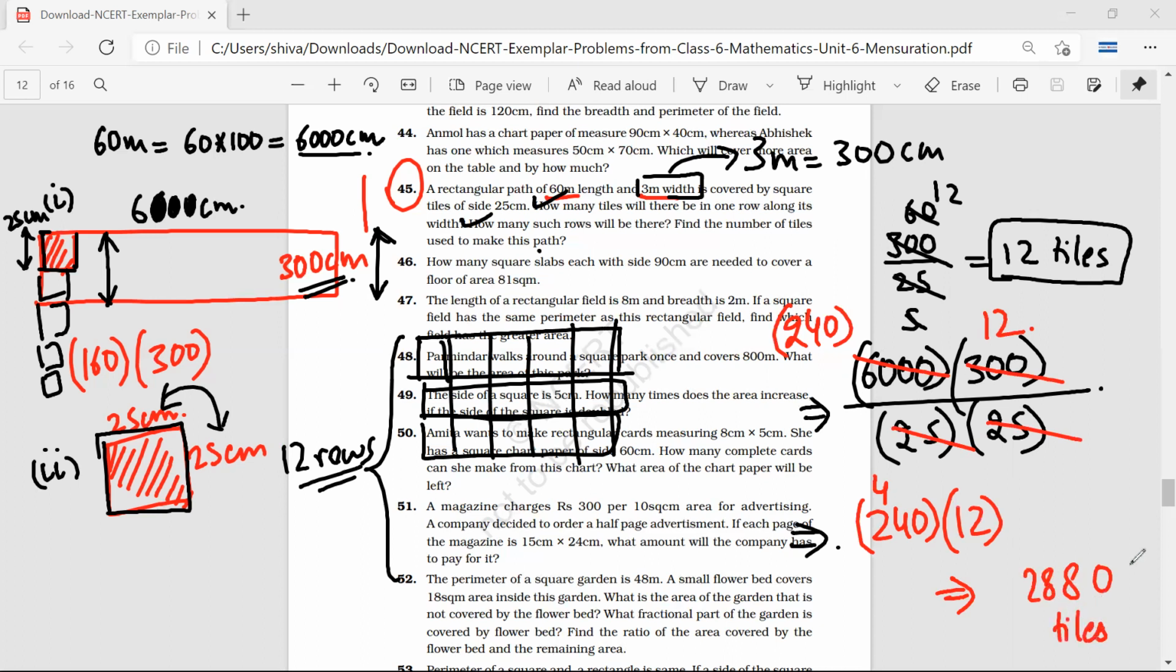Sarthak, have you got this answer? 2880 times? I got 28.8. So then there is some mistake. Because the total area is 6000 into 300. So I got 28.8 meters. No, it can't be 28.8 meters. No. These are the number of tiles. So you did it in centimeters.